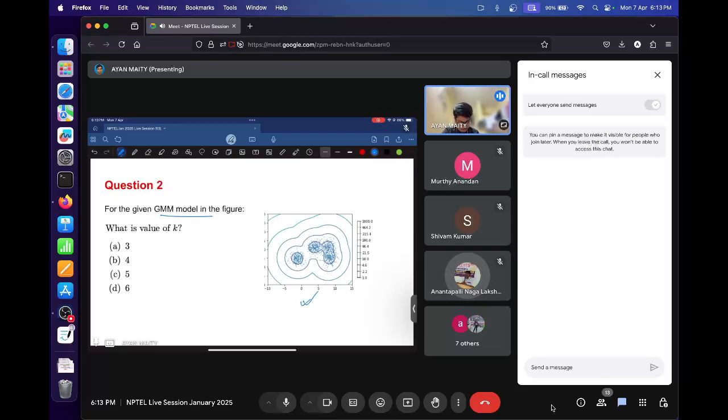So the distributions are also given. These distributions are given. This is also the distribution given. So what is the value of K? K means the number of clusters the GMM model will find out. And in a GMM model, each cluster would be a Gaussian distribution. So what is the value of K, where K is the number of clusters in the GMM model?